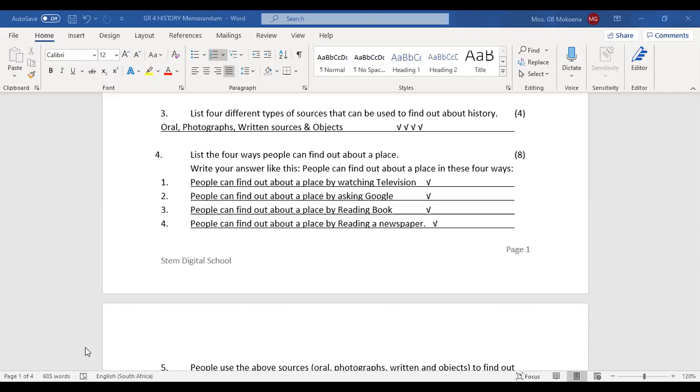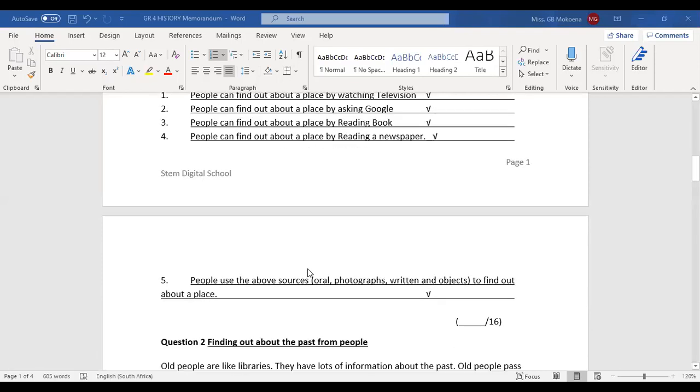Many people can find out about a place by using a map. By using a map. Nice, nice. And Google. Also find out about a place by using a map. Nice one. I forgot to add that one as well.